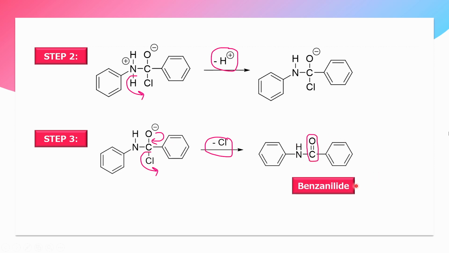This is how we get a benzanilide. The species left in between of the reactions would react together to make water and NaCl. So this was the mechanism of the Schotten-Baumann reaction.